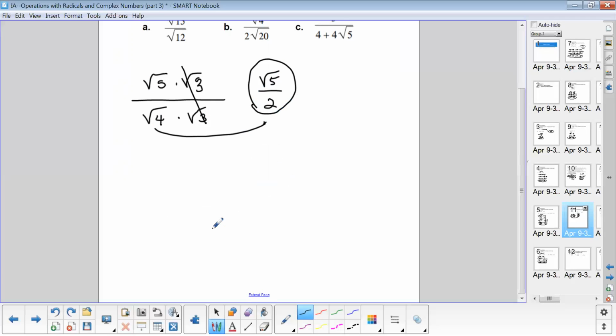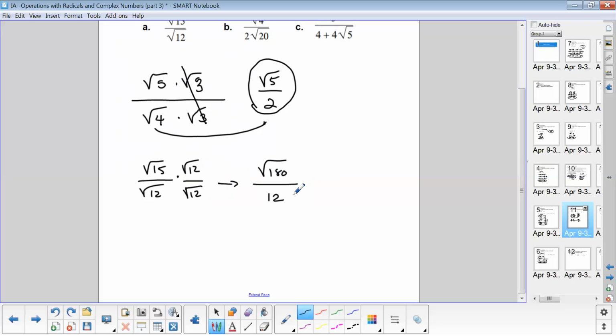Now, another method would be if you wanted to rationalize it, just means we would multiply the numerator and the denominator by the square root of 12. Well, what you would get in the denominator is the square root of 12 times the square root of 12, which would be the square root of 144, which is 12. Square root of 15 times the square root of 12 would be the square root of 180.